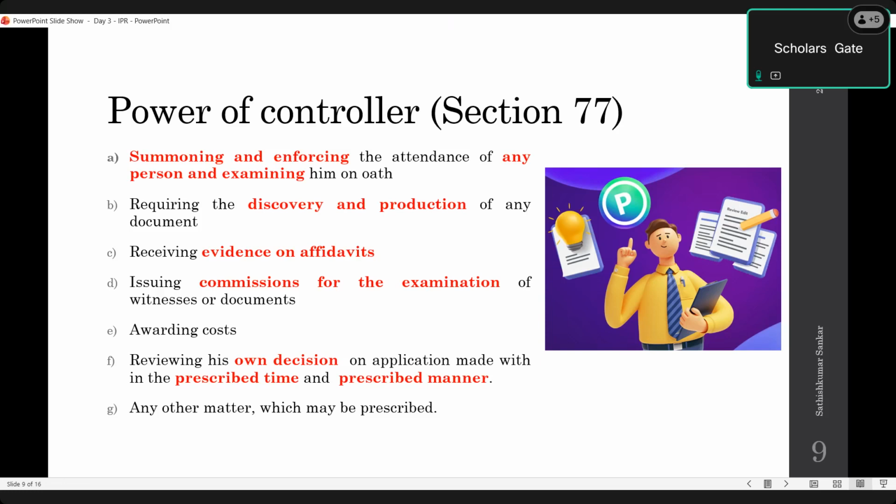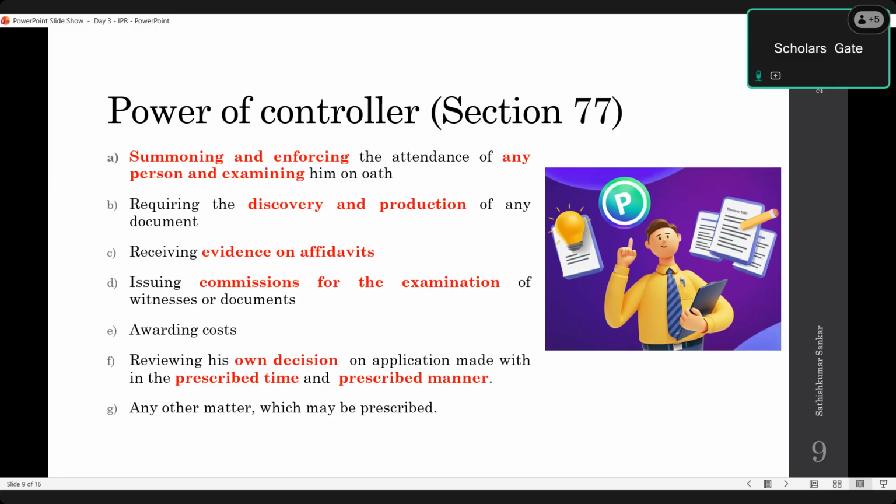And receiving evidence on affidavits. So if you are filing the patent in the physical mode, there are different types of affidavit we want to do. Previously, I mentioned this in the first day and second day sessions. I have mentioned the undertaking. There are three different types of undertaking. All the undertakings will be received by that controller only.